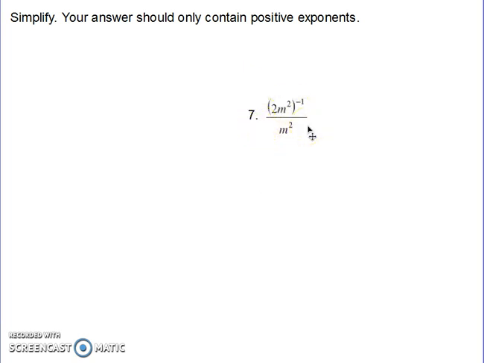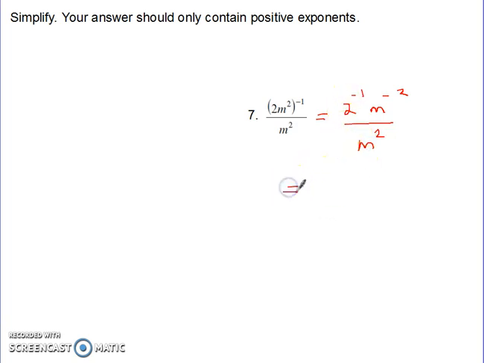For problem number 7 here, we have a quotient, and we need to first evaluate that negative exponent. And so I'm going to multiply in that negative 1, and that's 2 to the negative 1, and m to the negative 2 power, over m to the positive 2 power.